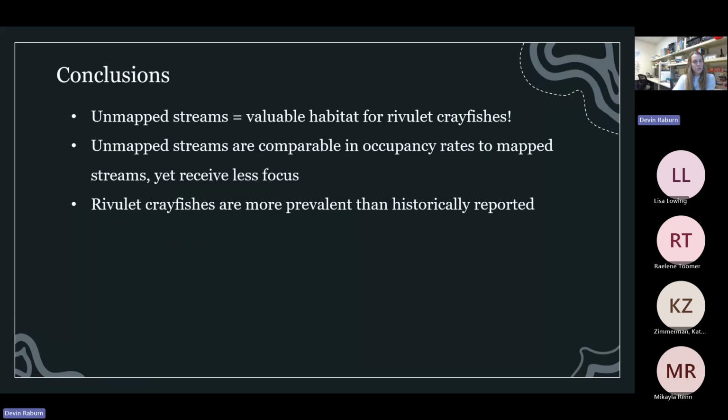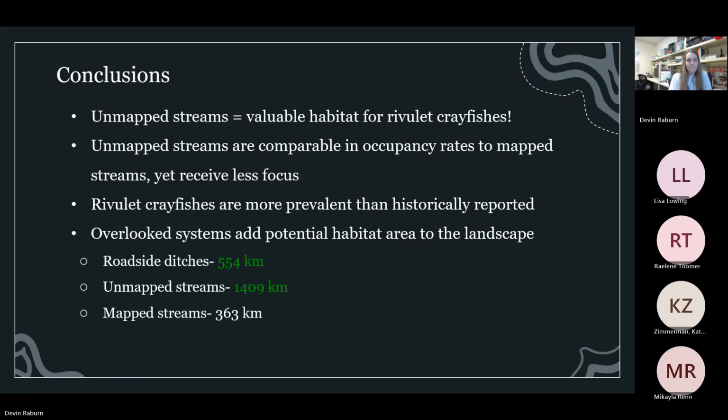And rivulet crayfishes are more prevalent than historically reported. When we started, we only had those 14 localities from a very, very long time period. And we ended with 64 localities, right? So we're finding these species in a lot of areas. We just need to look at the right timing when these species are out in the open water. And these overlooked systems add a lot of potential habitat area to the landscape.